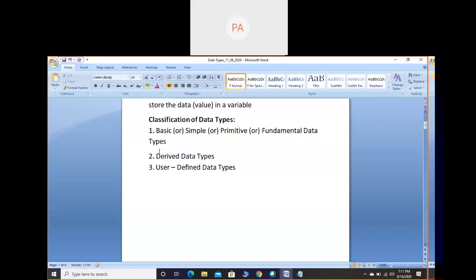As the name itself tells, derived means from something it is derived. So already one thing is there, and from that it is derived. We call it derivation in physics and mathematics. Deriving means already one existing item will be there, and from that we are going to develop one more thing. That is called derivation. So derived data types are the data types which are developed by using basic data types. Next come the user defined.